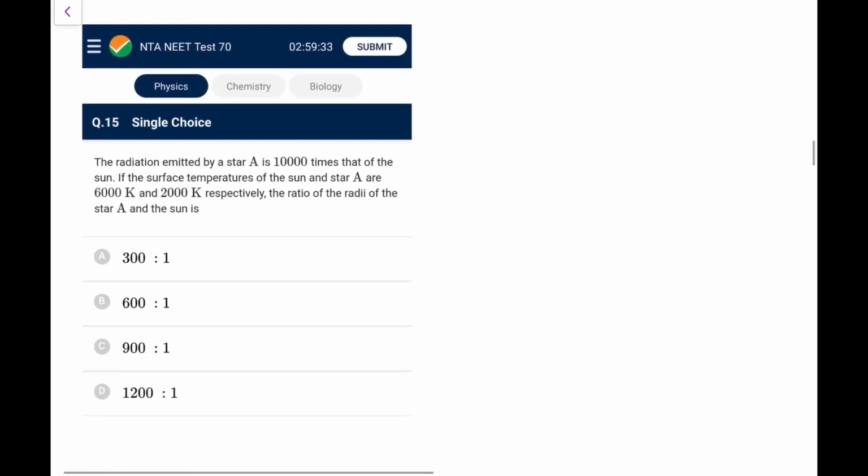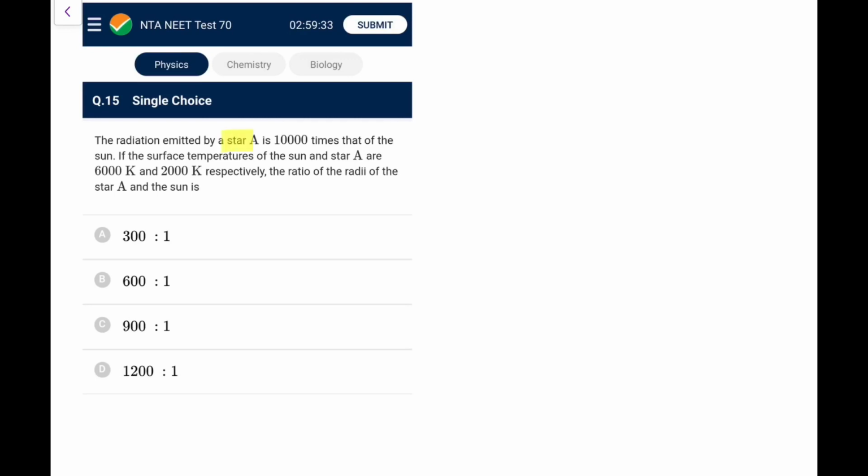Next one, the radiation emitted by a star A is 10,000 times that of the sun. If the surface temperatures of the sun and star are 6,000 and 2,000 respectively, the ratio of the radii of the star A and the sun is. Okay, we know radiation emitted H would be proportional to A into T to the power 4. So H of A is H of sun into 10 to the power 4 times. H of A would be R_A squared, because area is proportional to R squared, into the temperature of star A, which is 2000.